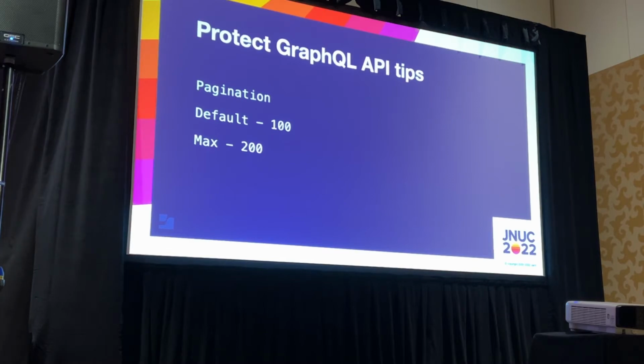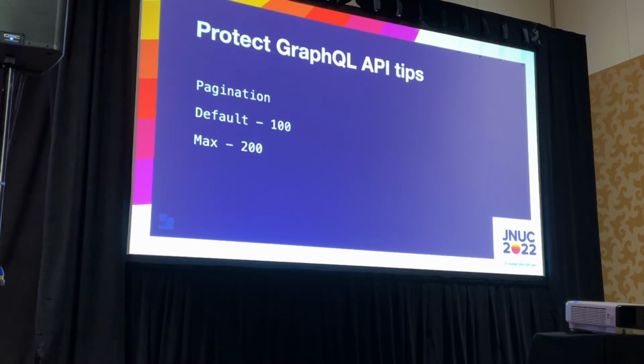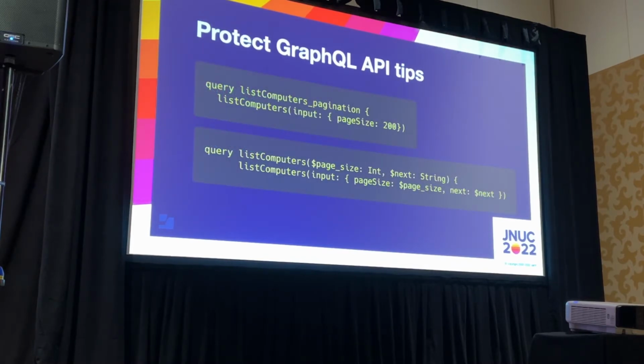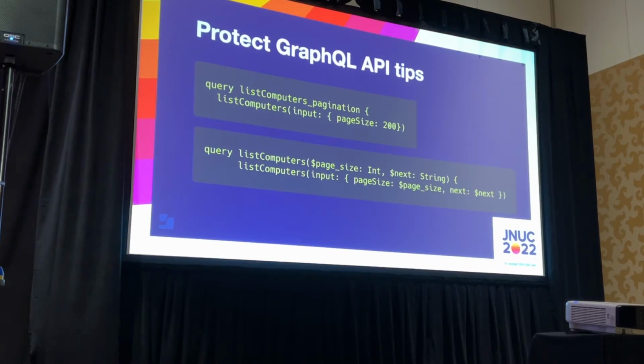What that means is, if you have 100 computers in your Jamf Pro instance and in your Jamf Protect instance, and you run a query to pull them, it's going to work. If you have 101, it's not going to work because you will need to request the page after. So you have to specify in the request the actual pagination that you want, so the page size, and you can do that in two ways.